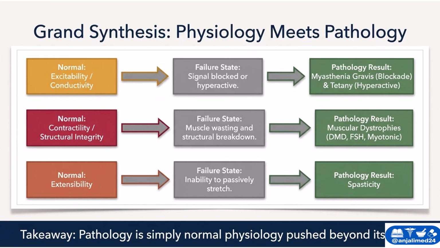Second, normal contractility and structural integrity maintain the muscle strength and stability. When these fail, the muscle undergoes wasting and structural breakdown, resulting in muscular dystrophies like Duchenne, FSH, and myotonic dystrophy. Third, normal extensibility allows muscles to stretch passively during the movement. Loss of this property causes rigidity and spasticity where muscles resist passive movement.